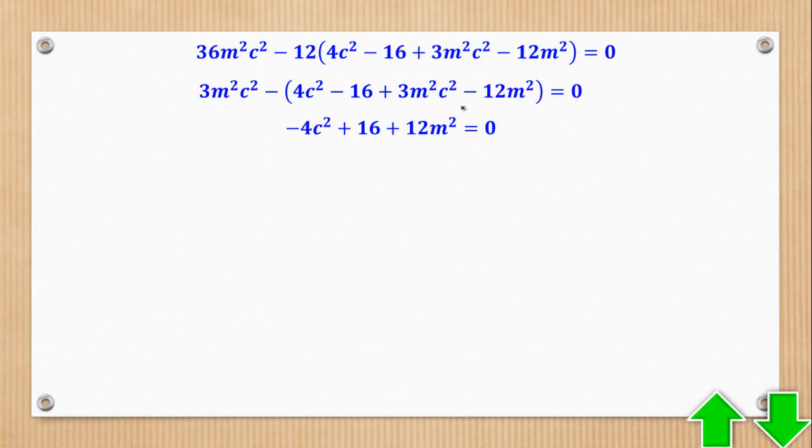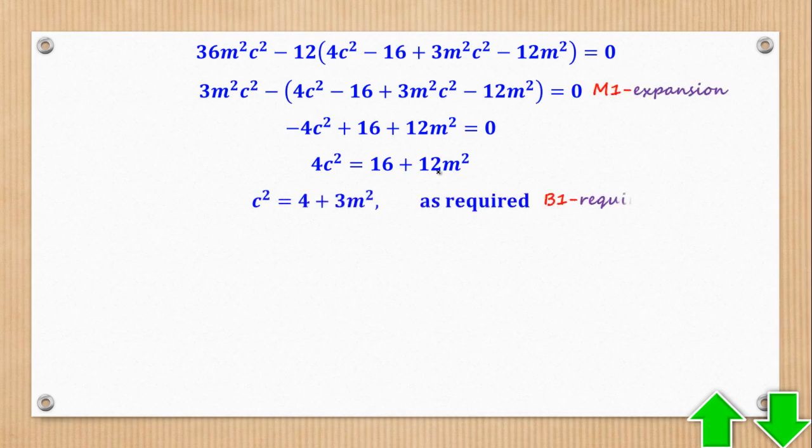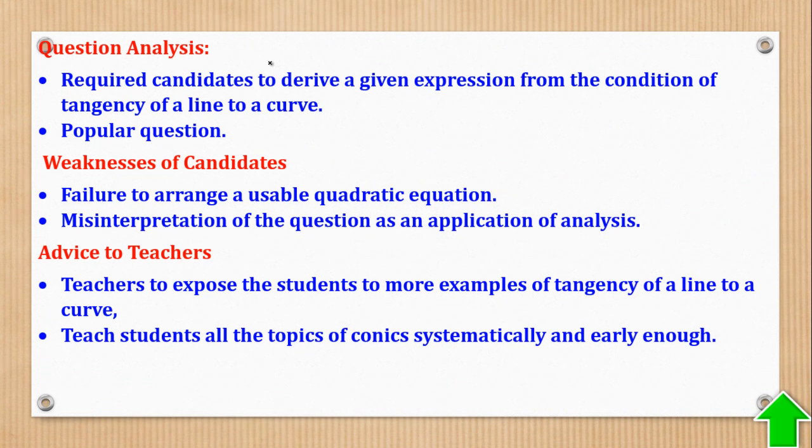Okay. They want c squared to be made the subject. So what I'm going to do, I'm going to take this side to come up with this. What if I divide both sides by 4? I'll come up with what they want. So that's how you could get the 5 marks in this question. Question analysis. The question required candidates to derive a given expression from the condition for tangency of a line to a curve. It was a popular question, meaning attempted by many candidates.